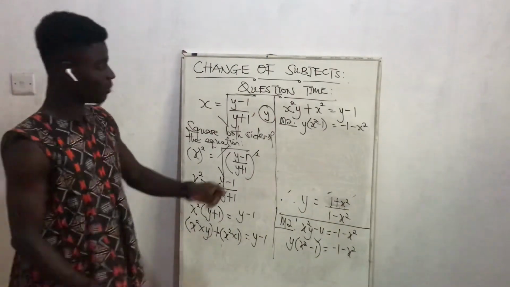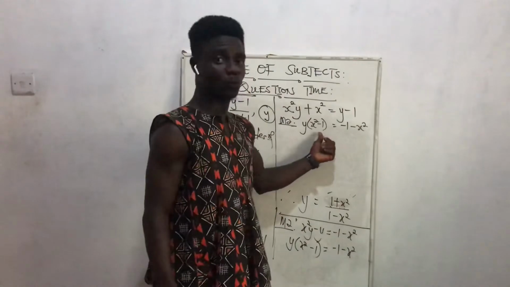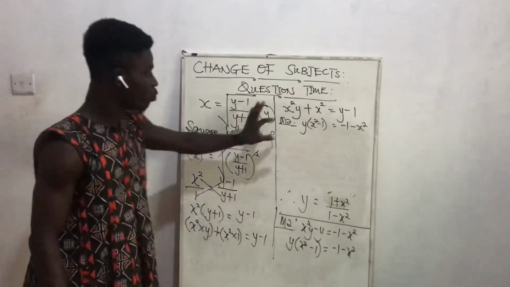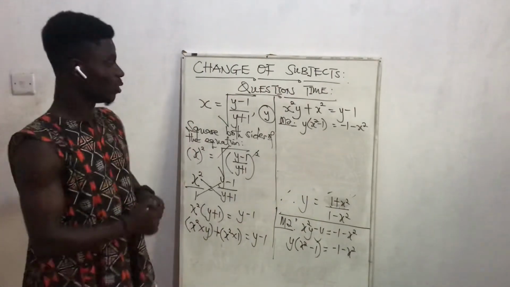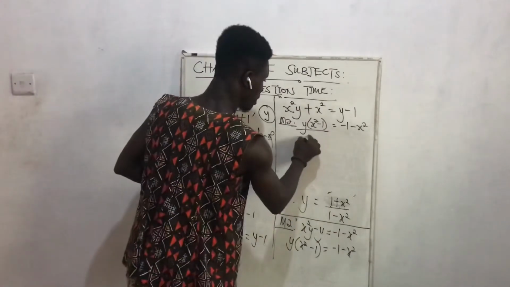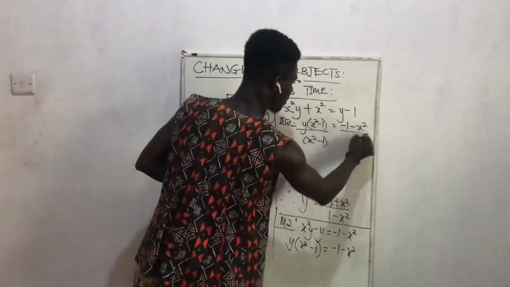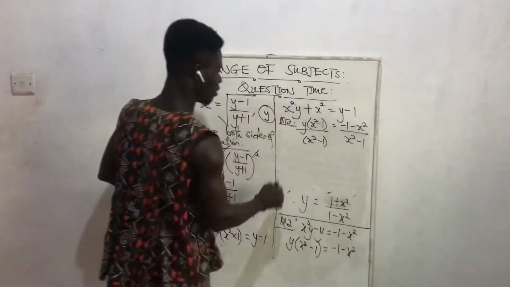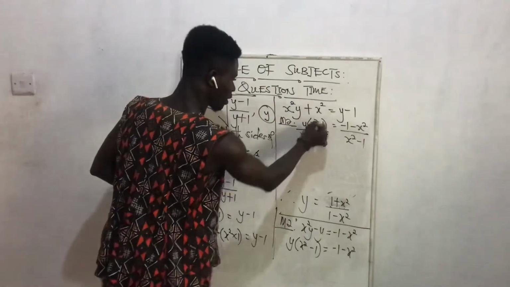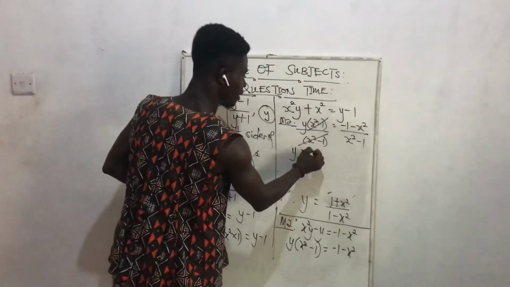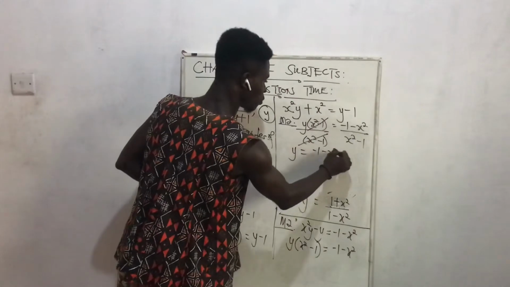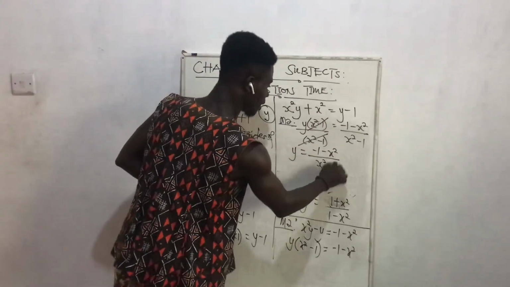Now what do we do here? We have to divide because y is multiplying itself to x squared minus 1. We want y and they are multiplying. So we will divide. So x squared minus 1, then here x squared minus 1. So I have y, this one cancels that. So I have y being equal to negative 1 minus x squared, all over x squared minus 1.